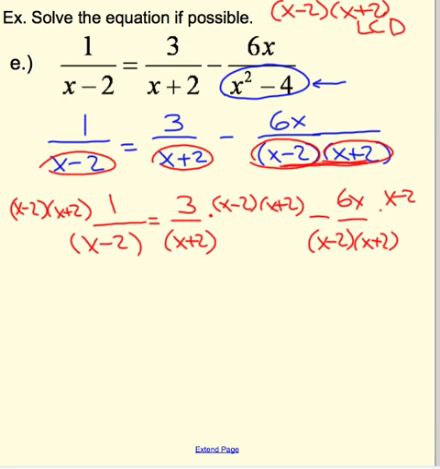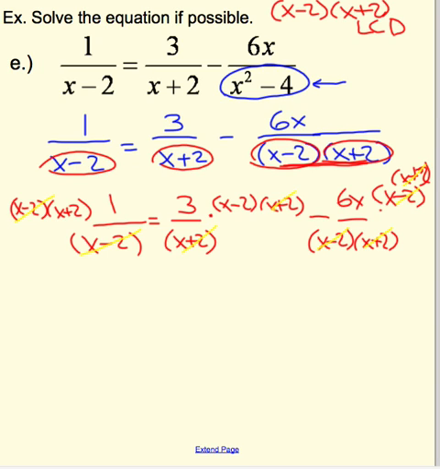So x minus 2, x plus 2. Now let's see what all the things we get to cancel. We get to cancel this x minus 2. We get to cancel this x plus 2. We get to cancel x minus 2 and x plus 2. And what we should get to when we look at this is all of the denominators cancel out.